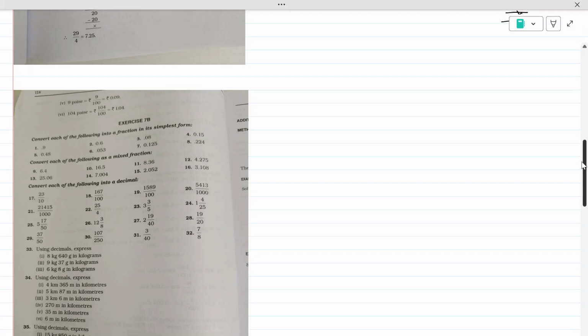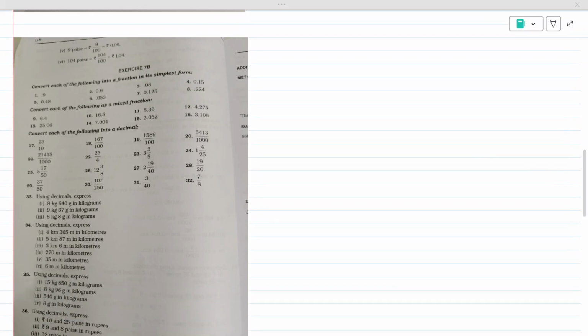We can jump into Exercise 7B here. So let us pick this exercise fast. Exercise 7B. First question is, convert each of the following into a fraction in its simplest form. So now we have to change these decimals into fractions in the simplest form, which we have learned.